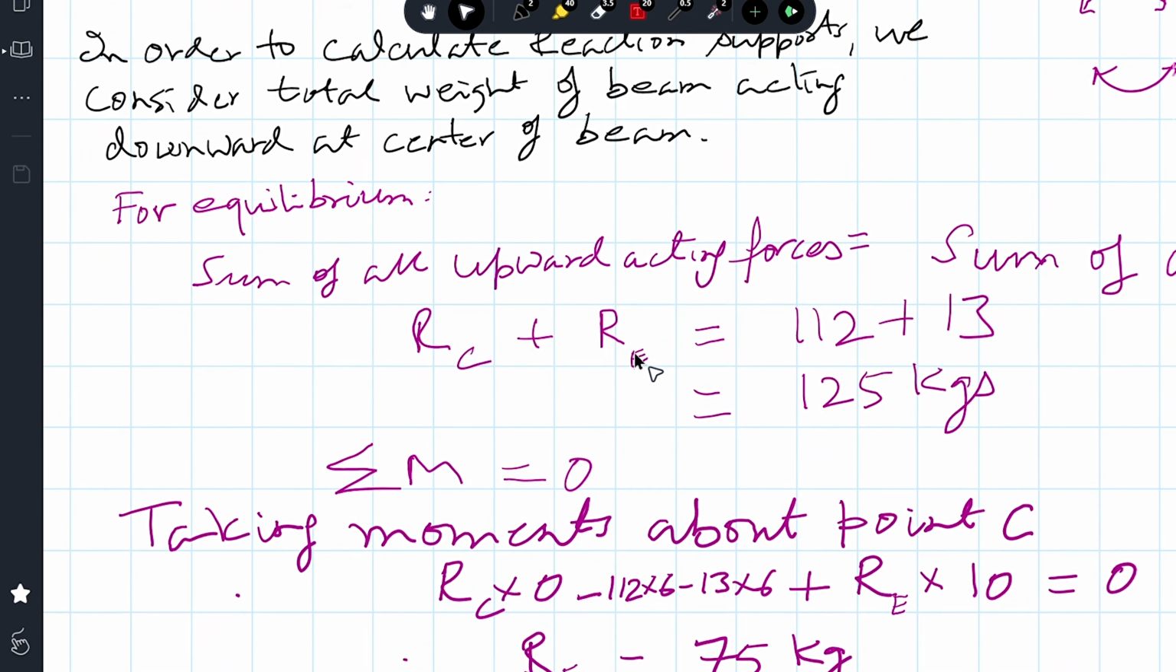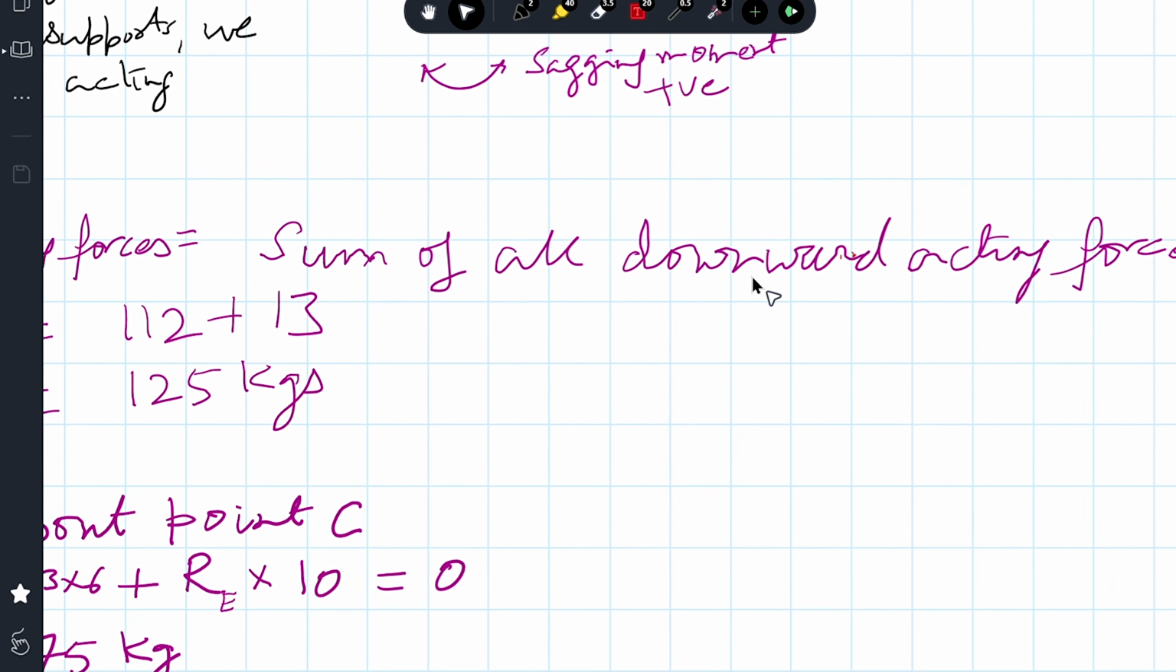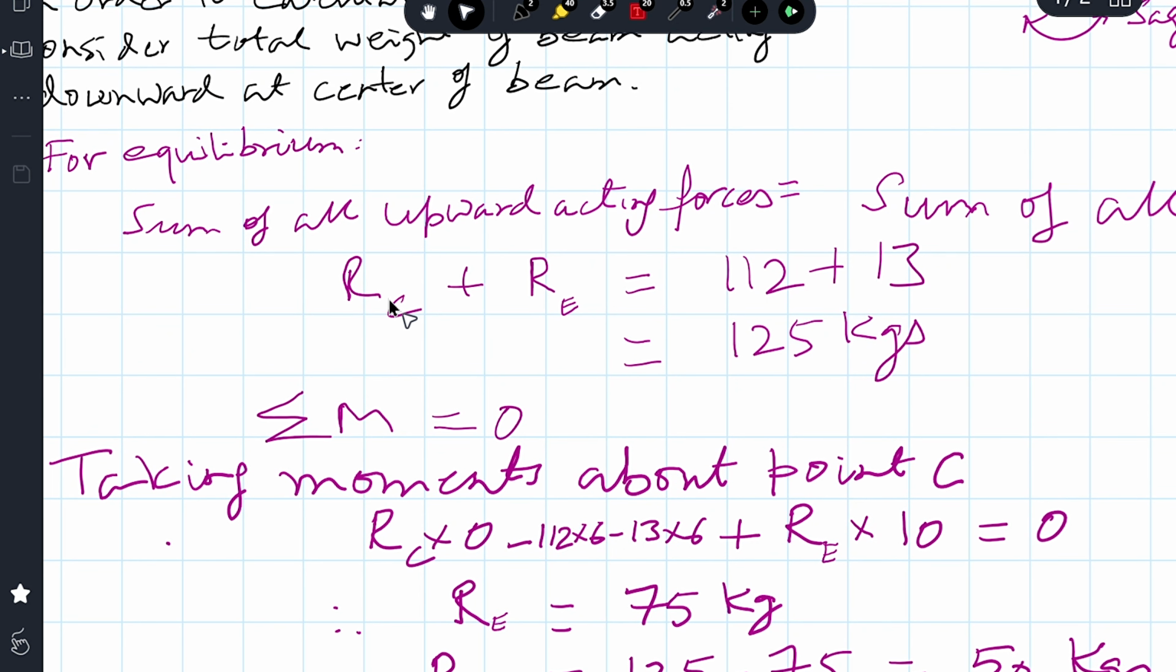So for the sake of equilibrium, we just equate all the upward acting forces equal to sum of downward acting forces. So sum of all upward acting forces should be equal to sum of all downward acting forces to satisfy the equilibrium status of the beam. So we have only two forces acting upward, the two reaction supports at point C and at point E of the beam, named as RC plus RE. And we have two downward acting forces. One is the total weight of the beam, 112 kg. And the point load, which has been kept at the center of the beam, that is 13 kg. So 112 plus 13 total is 125 kg. So the sum of the reaction forces should be equal to 125 kg.